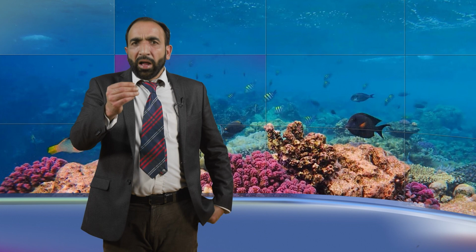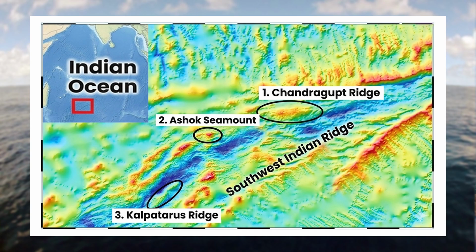Volcanic features on the ocean floor that are less than 1000 meters tall, the minimum height of a seamount, are called abyssal hills or sea knolls. Abyssal hills are one of the most abundant features on the planet and cover a large percentage of the entire ocean basin floor. Several seamounts and ridges in the Indian Ocean have recently been named, such as Ashoka Seamount, Chandragupta Ridge and Kalpatharu Ridge along the Southwest Indian Ridge, discovered and named by Indian institutions.